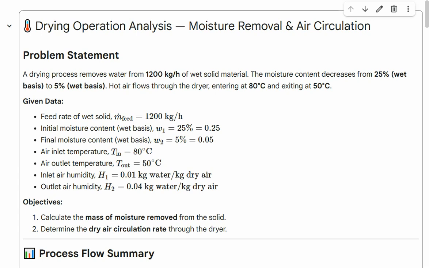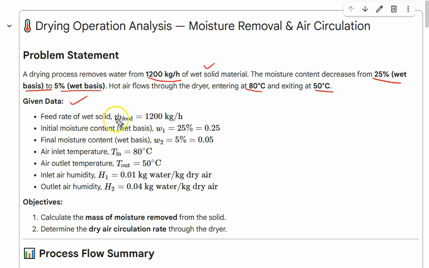A drying process removes water from 1200 kg per hour of wet solid materials. The moisture content decreases from 25% wet basis to 5% wet basis. Hot air flows through the dryer, entering at 80 degrees centigrade and exiting at 50 degrees centigrade. So here are the given data.